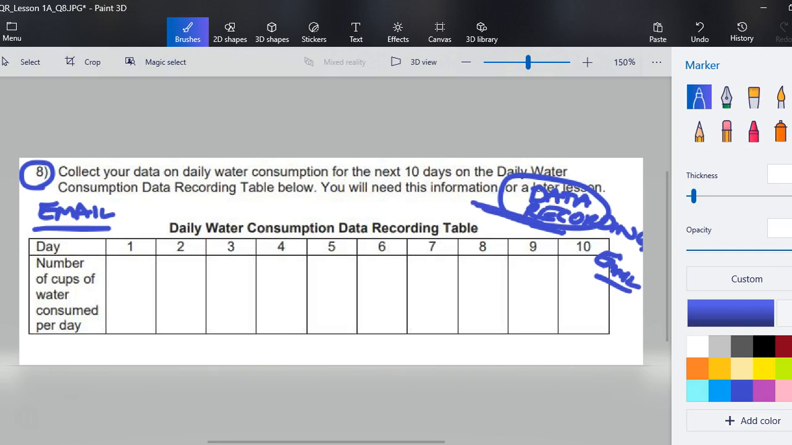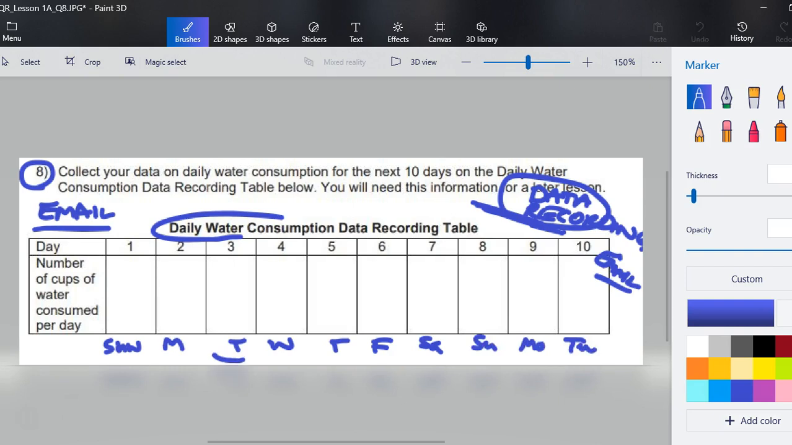So in addition to the data recording sheet that you have completed, I also need to have your daily water consumption data recording table. And I'm going to need you to guess on this to the best of your ability. I would like for you to start at this being a Sunday, and then Monday, Tuesday, Wednesday, Thursday, Friday, Saturday, Sunday, Monday, Tuesday. And I would ask that you put down your typical consumption. If your workout days are on Tuesday, Thursday, and Saturday, your water intake is probably going to be a lot more elevated than the other days of the week.